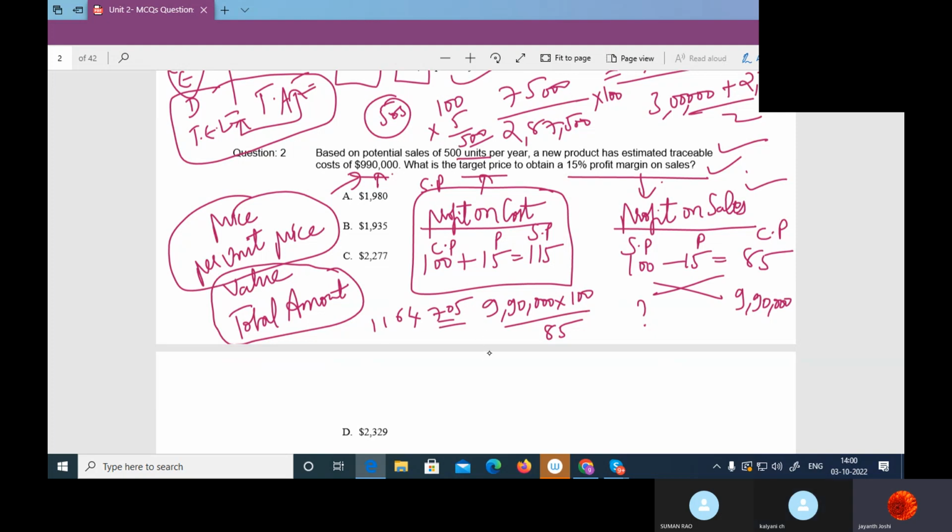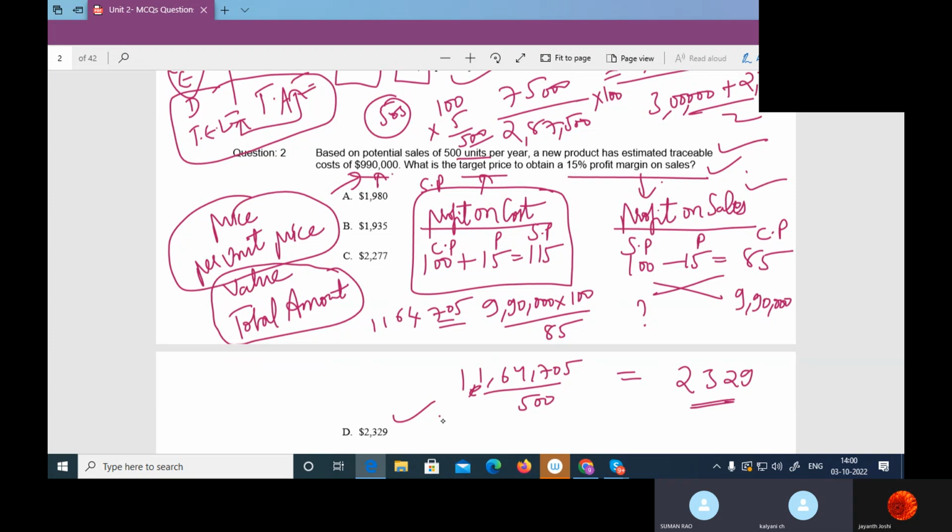We want the per unit price, so we will divide this 11 lakhs 64,705 by 500, and we'll get the per unit price. So it's like 2329. This is your answer. Just do this. Any doubts, you can ask me immediately, please. Suman, if you've got any doubt, you can ask me. I can explain from the beginning again.